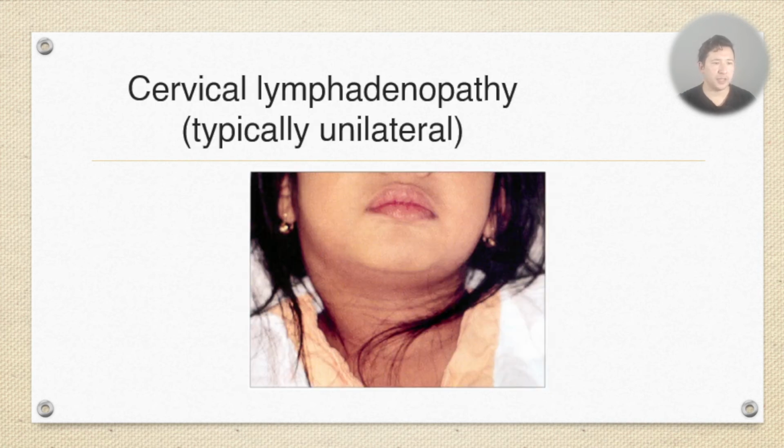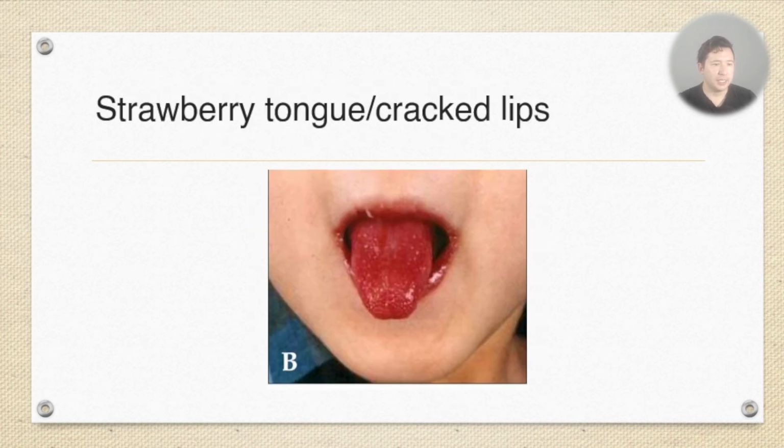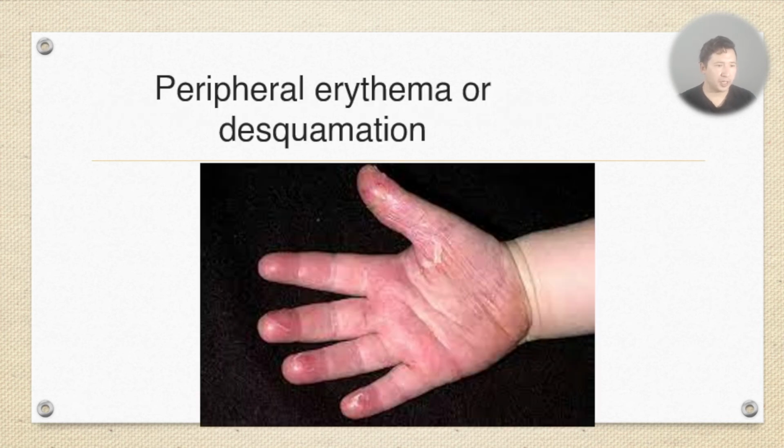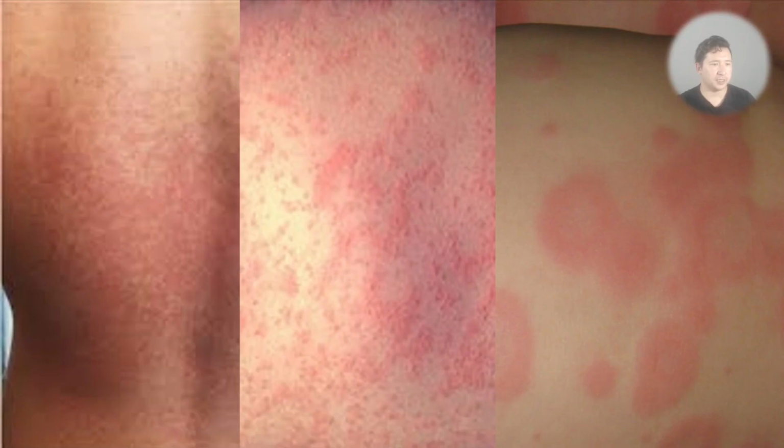Then we've got cervical lymphadenopathy, so you can see the right side of this girl's neck is swollen compared to the left, and that fits with the typically unilateral lymphadenopathy that we see. Here's a picture of both fissures in the lips and also the strawberry tongue, that bright red tongue you can see that the little boy is poking out there. Here we have desquamation of the periphery. So this is the third stage in the peripheral extremity changes. Like I said earlier, it could be erythema or oedema just before this.